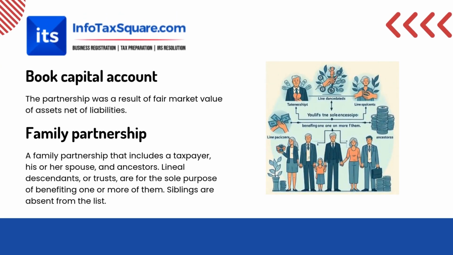Book capital account. The partnership was a result of fair market value of assets net of liabilities. Family partnership. A family partnership that includes a taxpayer, his or her spouse, and ancestors. Lineal descendants, or trusts, are for the sole purpose of benefiting one or more of them. Siblings are absent from the list.